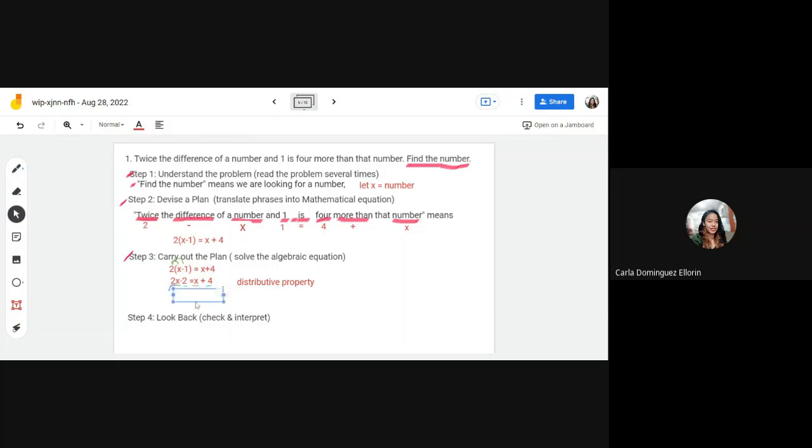So what we're going to do is copy 2x, and then x, which is on the right side of the equation, we transpose it to the left side. Remember, if you transpose a term to the other side, the sign of the term will change. Since the x here is positive, when we transpose it to the left side, it will become negative.